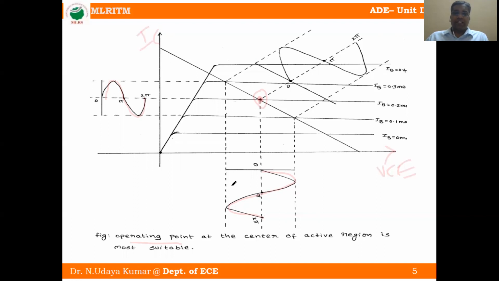So these are the three cases. If the Q point is nearer to the saturation region, what happens? Some portion or some information is missing. If the Q point is nearer to the cutoff region, also some portion of information is missing. So what is desirable and preferable is to put the Q point at the middle of the active region, then we will get the amplified signal with stability. Okay.